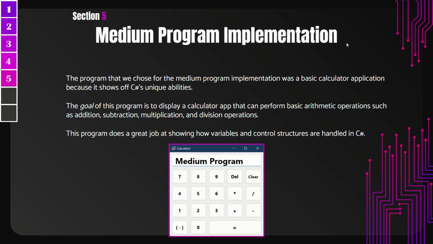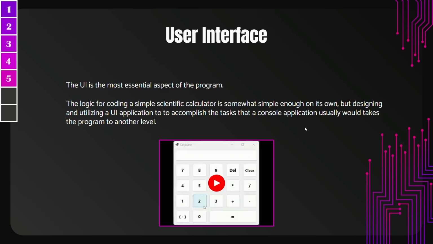So here's our medium program implementation. As we saw before, it's a calculator application with clickable buttons as the user interface. And it does a great job of showing how UI is handled in C# and why C# is so special with that. Here's a little preview of what the user interface looks like on the app. That was the main idea of why we chose this program, to show off how C# handles that in and of itself. And we'll see more of that in the demo. But here's a little preview of what that's going to look like.